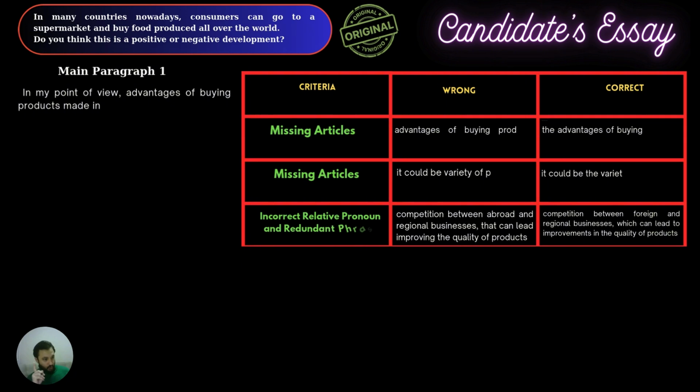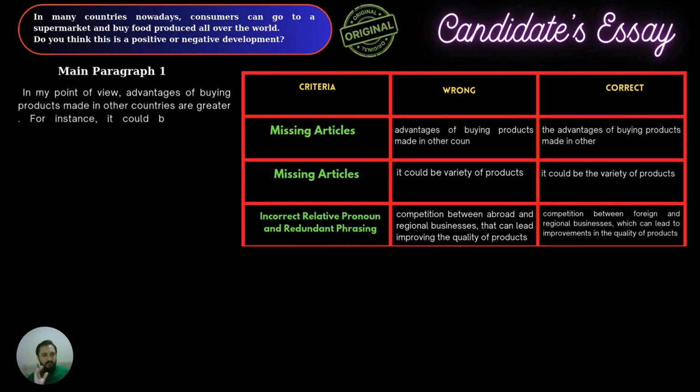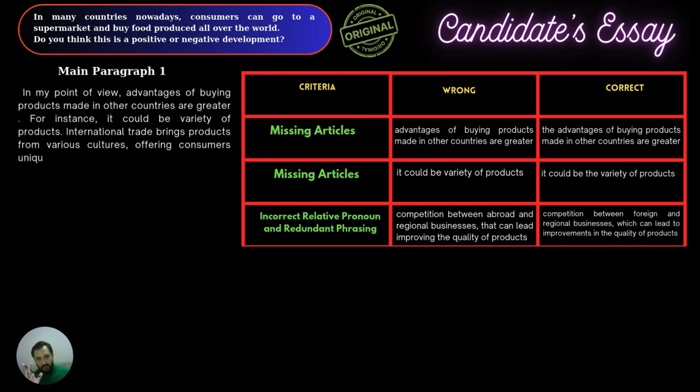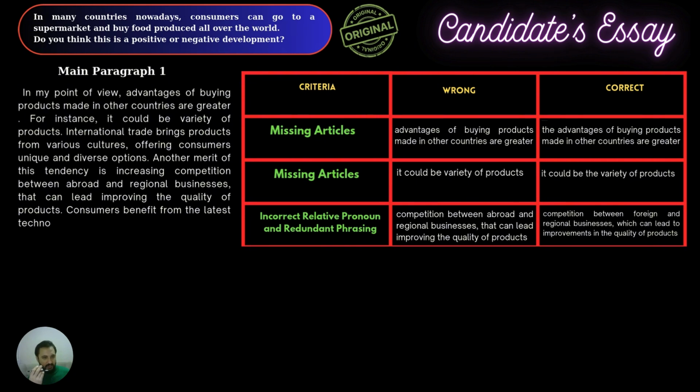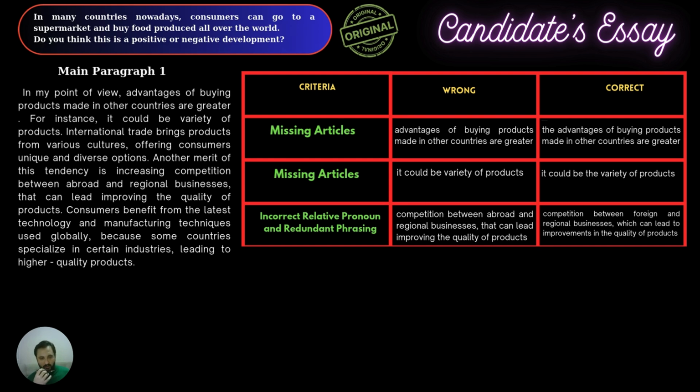Body paragraph. First one. So let's see the paragraph. In my point of view, advantages of buying products made in other countries are greater. For instance, it could be variety of products. International trade brings products from various cultures, offering consumers unique and diverse options. Another merit of this tendency is increasing competition between abroad and regional businesses that can lead to improving the quality of products. Consumers benefit from the latest technology and manufacturing techniques used globally because some countries specialize in certain industries, leading to higher quality products.